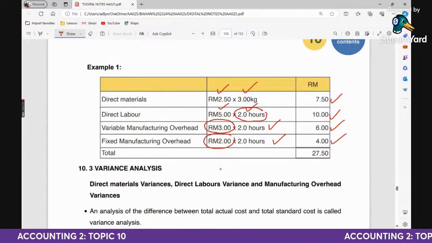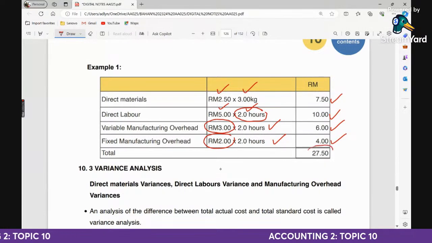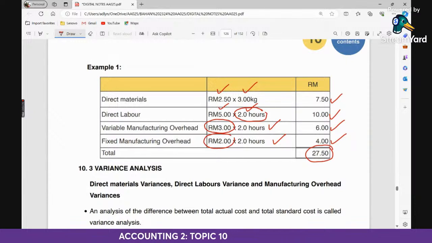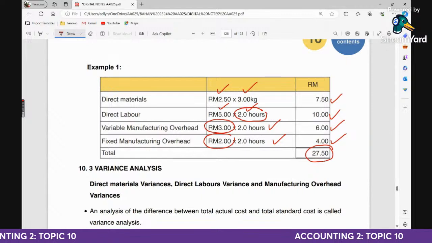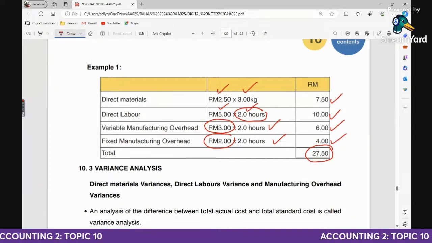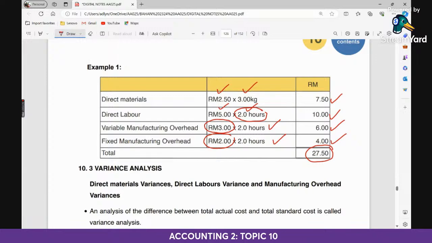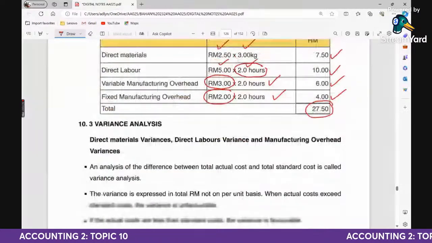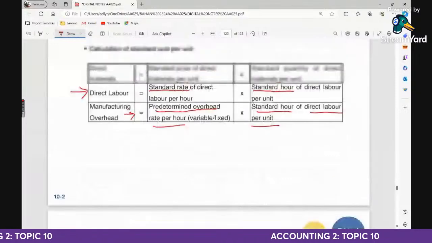Okay, so the standard cost per unit untuk menghasilkan satu produk, okay, will be RM27.50. Okay, di mana direct materials dia ialah RM7.50, direct labor RM10, variable manufacturing overhead is RM6 and the fixed manufacturing overhead is RM4. So you accumulate all this, you akan dapat RM27.50. Okay, so itu untuk mengira standard cost per unit.